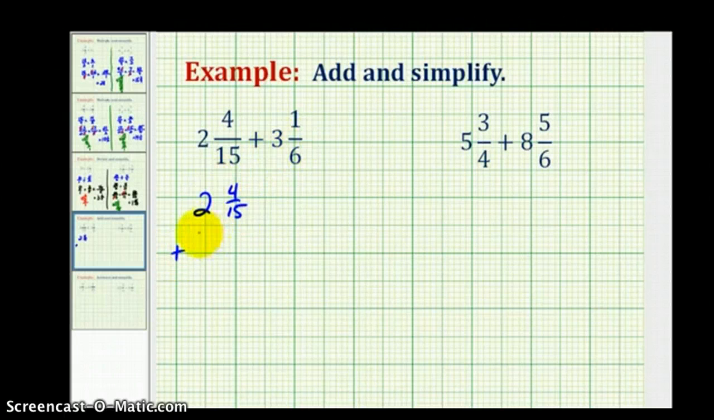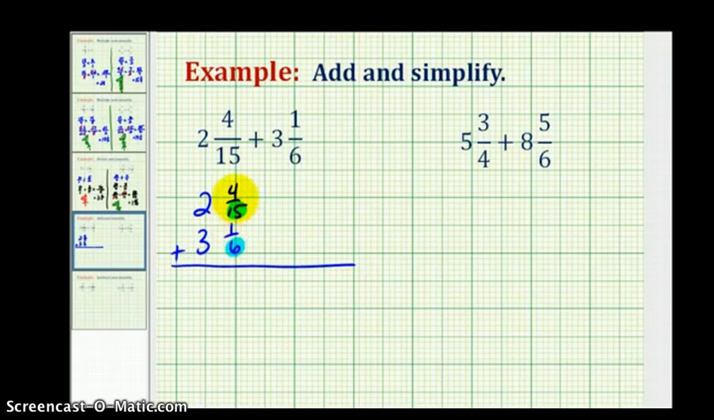plus 3 1/6. The first step in this type of problem is to obtain a common denominator, and hopefully the least common denominator, using our denominators of 15 and 6. So the least common denominator is going to be the least common multiple of 15 and 6, which is the smallest number that is divisible by 15 and 6, and that would be 30.